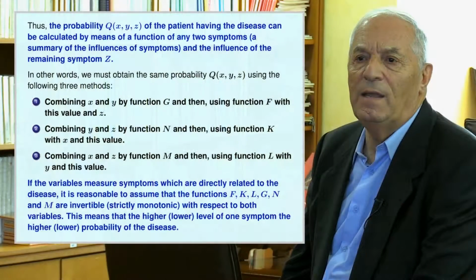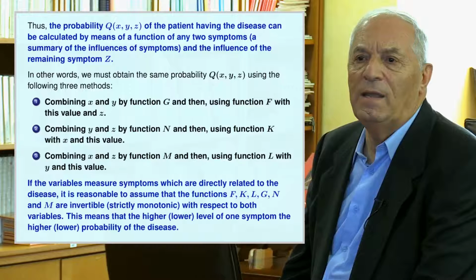Thus, the probability Q of the patient having the disease can be calculated by means of a function of any two symptoms, a summary of the influences of symptoms, and the influence of the remaining symptom. In other words, we must obtain the same probability Q using the following three methods. First, combining X and Y by function G and then using function F with this value and Z. Second, combining Y and Z by function N and then using function K with X and this value. And third, combining X and Z by function M and then using function L with Y and this value.